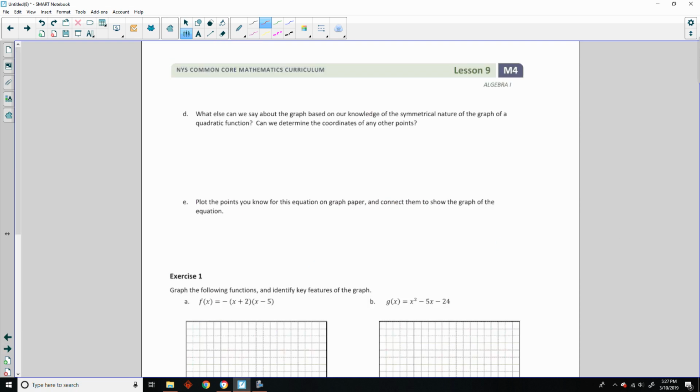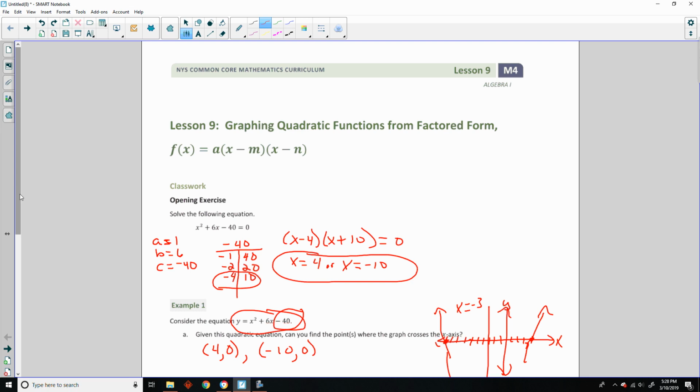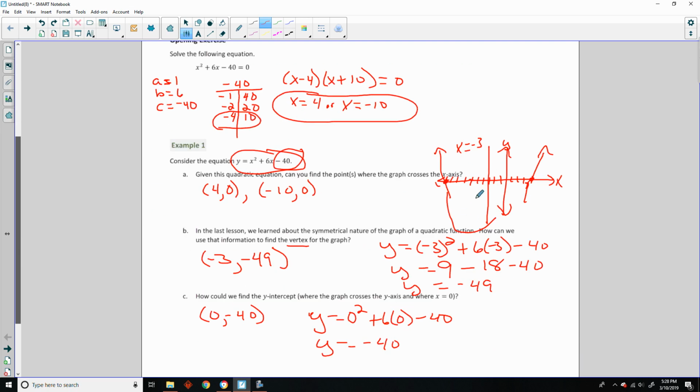Part D. Okay, part D says, what else can we say about the graph based on our knowledge of the symmetrical nature of the graph of a quadratic function? Okay, and then it says, can we determine the coordinates of any other points? So if I go back to my sketch here, I didn't really graph it. This is my sketch.